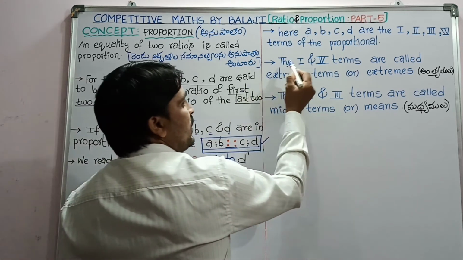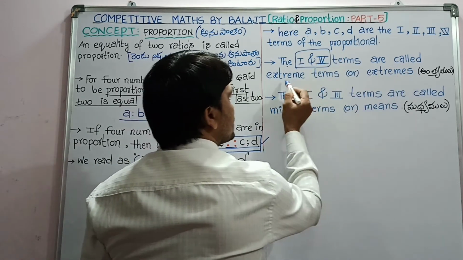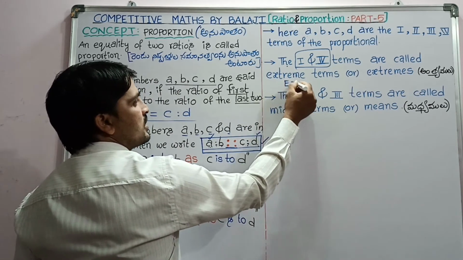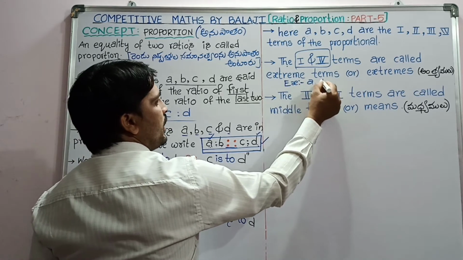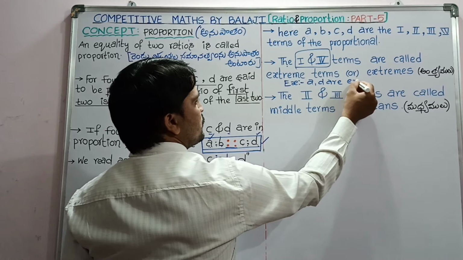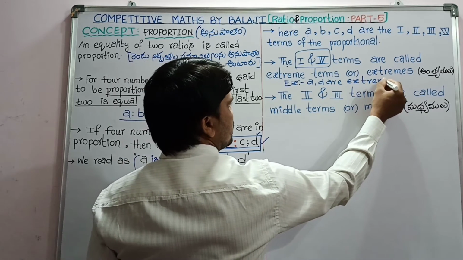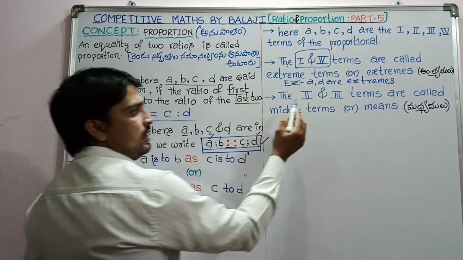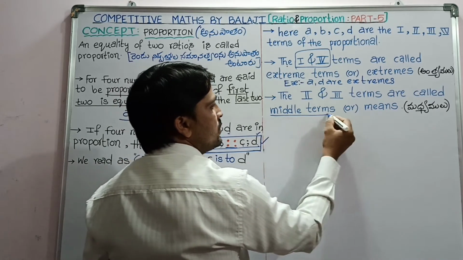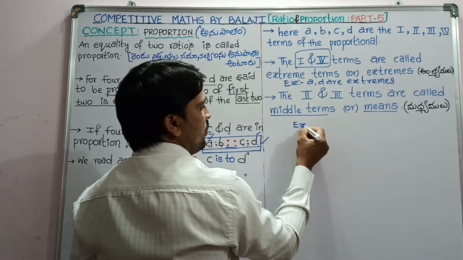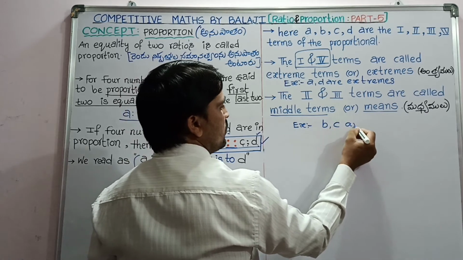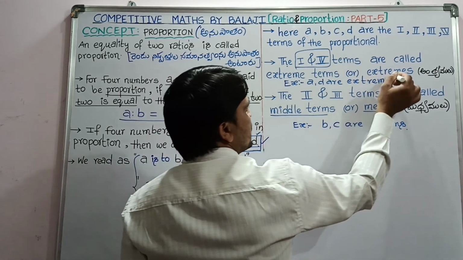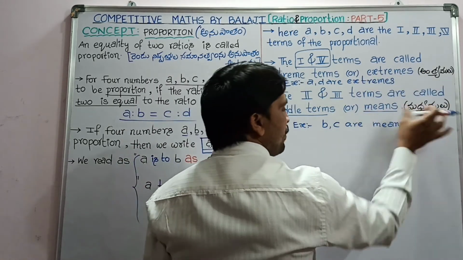Now the first and fourth terms are called extremes. The first term A and D are called extremes, that is, A comma D are extreme terms. The second and third terms are called middle terms or means. In the above example, B comma C are called means or mean terms. In Telugu, extremes are called antyamulu, and means are called madhyamulu.